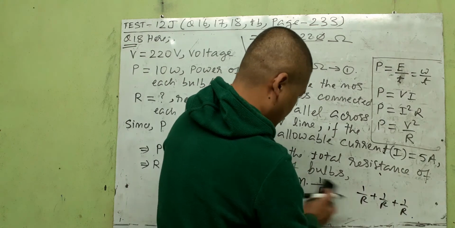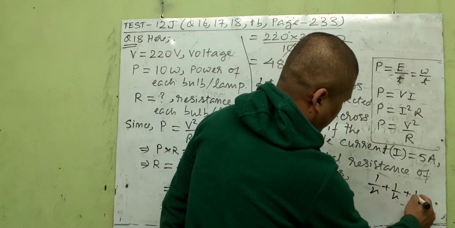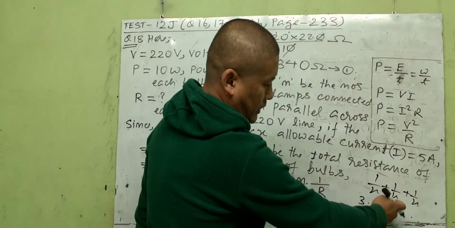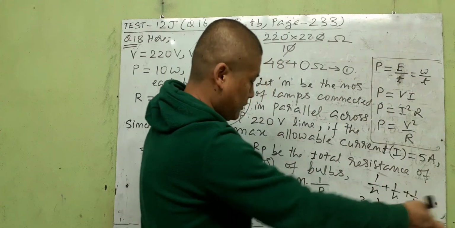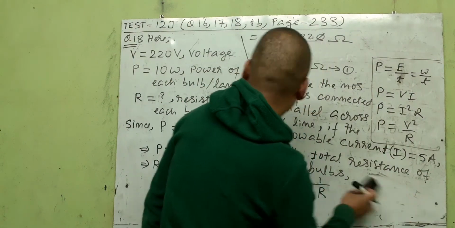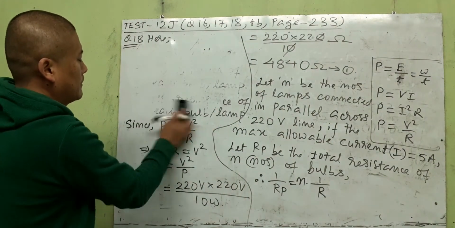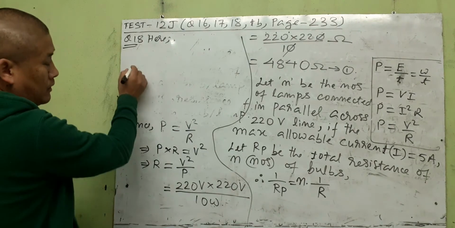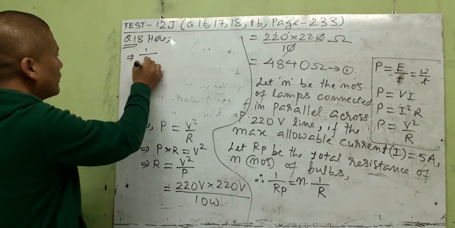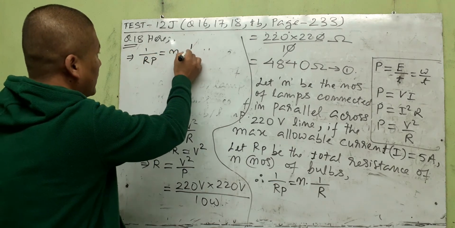Just as 1 by x plus 1 by x plus 1 by x, 3 times, is 3 into 1 by x, so 1 by R plus 1 by R, n times, will be n into 1 by R, right? So with this we'll proceed. As we proceed here, that will give you 1 by Rp, which we don't know, equal to n into 1 by R value.